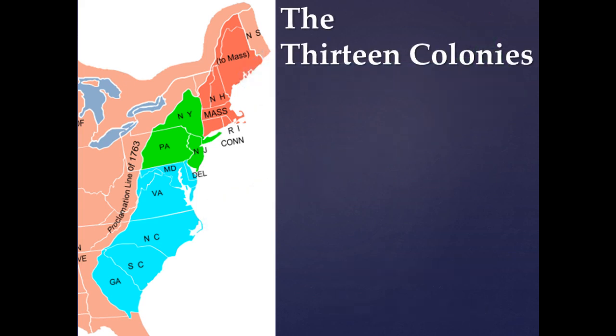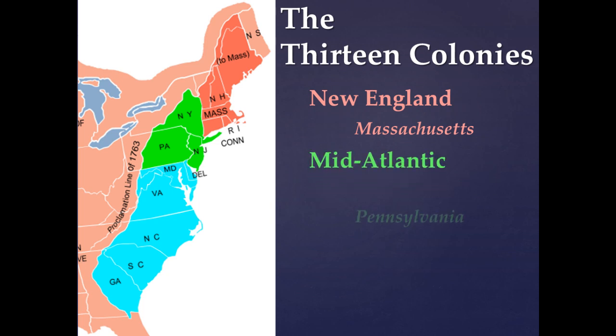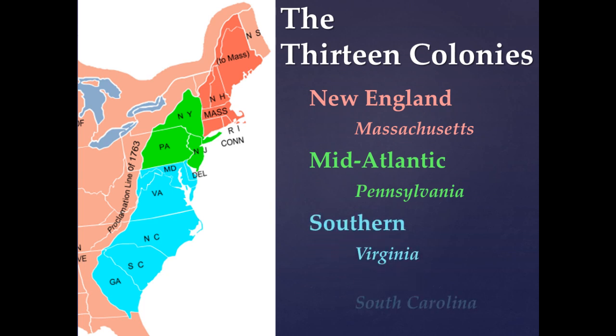Let's keep in mind that there are three sections of colonies, each with their distinct characteristics. The first being the New England colonies, such as Massachusetts, in the northeast here in red on your map. Next, the Mid-Atlantic colonies, such as Pennsylvania, here in green. And finally, in light blue, the southern colonies, such as Virginia and South Carolina.